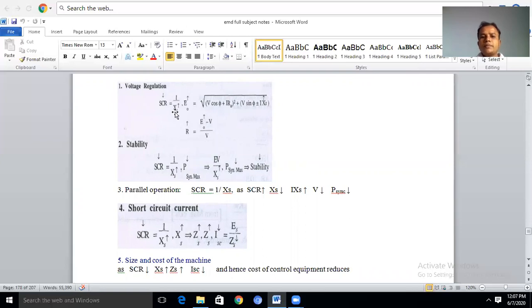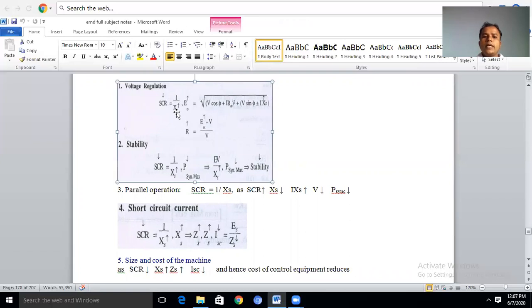Again, XS will be the synchronous reactance. So now E naught will be given by root of (V cos phi + I RS) squared + (V sin phi ± I XS) squared. Once XS increases, then SCR will decrease. As XS increases, SCR will decrease and E naught, the output voltage, will increase. Once the output voltage increases, then the regulation will also increase.